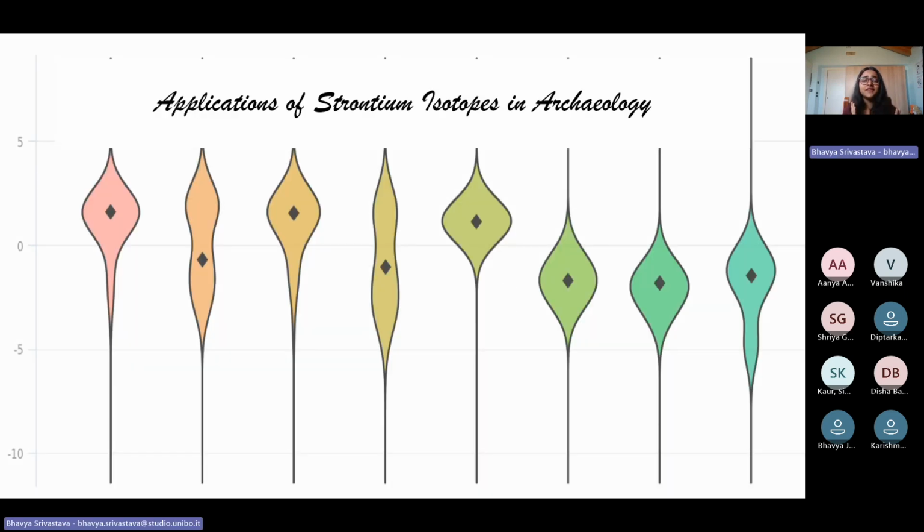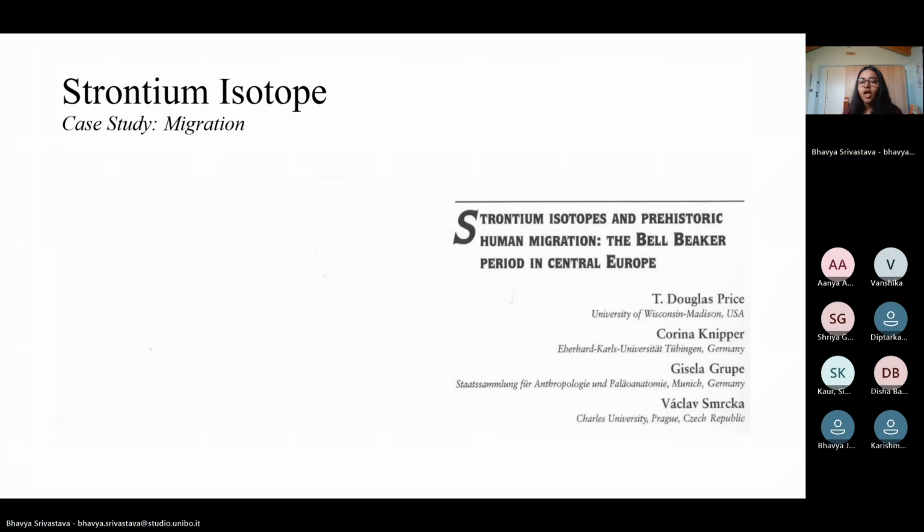So here we are done with the theoretical part, the sampling and everything, and now we can finally delve into the case studies of strontium and see how much potential strontium holds for archaeologists. Now, this is one of, I can say, a primary case study which helped understand a very important phenomenon in European prehistory, which is the Bell Beaker period.